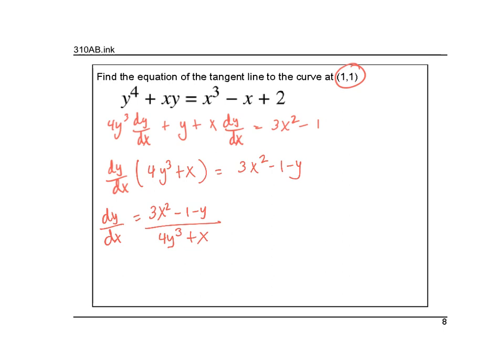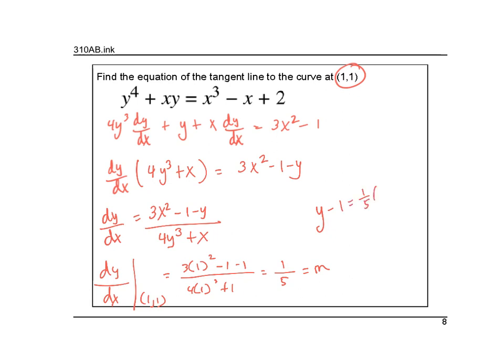Okay, so now I want to know what the slope is at the ordered pair 1, 1. So x has become 1, y has become 1. So we have an answer of 1 over 5, and that is our slope. So we have our point, we have our slope, and now we easily have our line. Y minus 1 equals 1/5 times x minus 1.